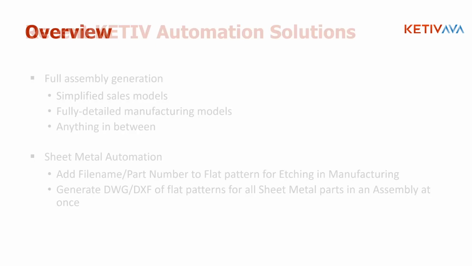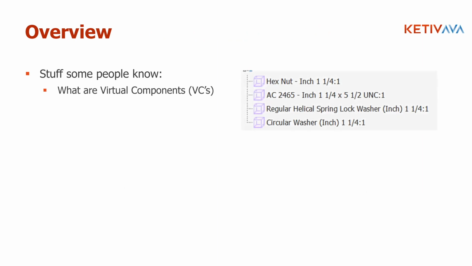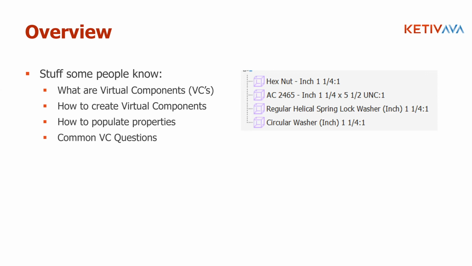But today, as we mentioned, we're going to talk about virtual components. We're just going to break it into two sections. First of all, stuff that some people know about virtual components, some basics about it. But if you don't happen to know, we'll talk about what virtual components are, why they're used. We'll talk about how to create them, which can be very handy, of course. How to populate their properties, because virtual components tend to be used for things in bill of materials. So obviously you want properties for your bill of materials, your parts lists. And we'll go over a couple common questions about virtual components that come up.